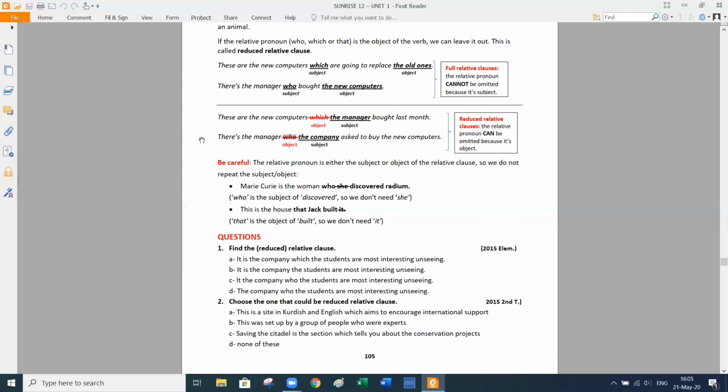And this here, the whole sentence is a relative clause, a defining relative clause. And because the relative pronoun is an object, we can remove it. We can take it out. We can say there is the manager, the company asked to buy the new computers. So we say this relative clause can be reduced. And when we reduce, when we remove the relative pronoun, we say this relative clause is reduced. Okay?